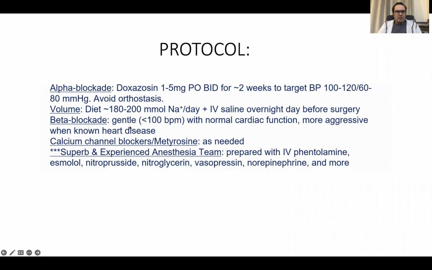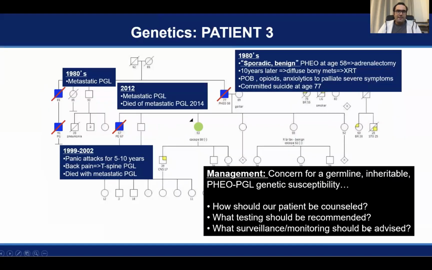Beta blockade, we should be gentle when there is normal cardiac function, especially when the heart rate is less than 100. We should be more aggressive when there is known heart disease. On an as-needed basis, maybe use a calcium channel blocker. We need a good anesthesia team, and they should have prepared IV phentolamine, esmolol, nitroprusside whenever needed during surgery, and even norepinephrine because of the high chance of post-operative hypotension.